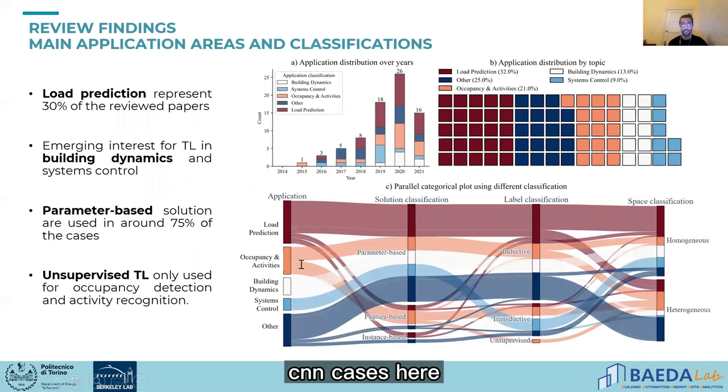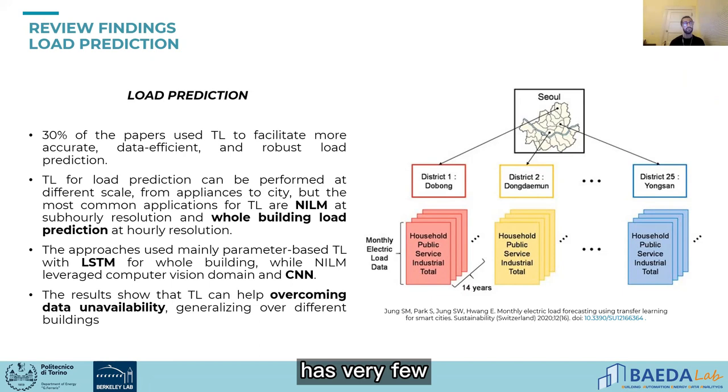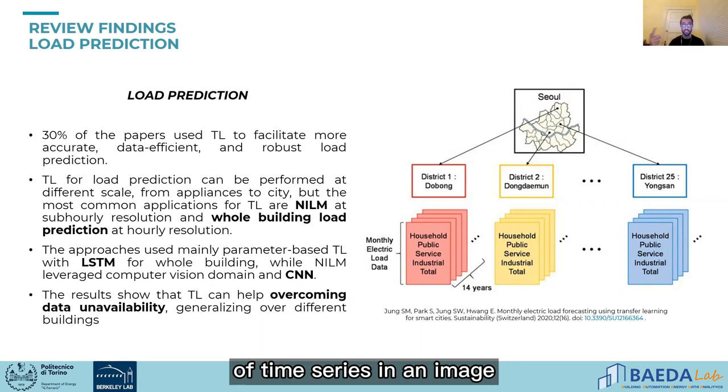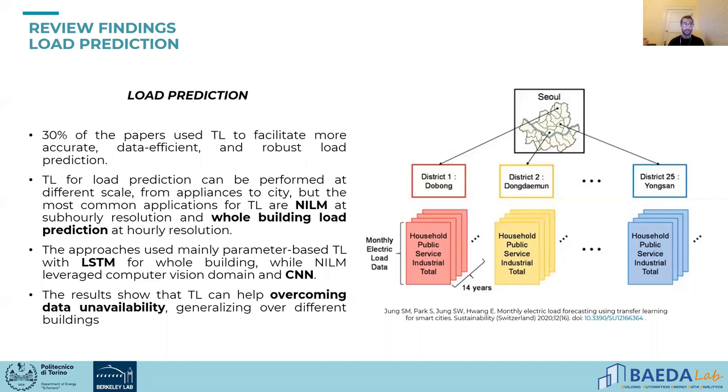I have spoken about non-intrusive load monitoring. Basically, non-intrusive load monitoring is just a time series that has very few occurrences with high spikes. In order to overcome the unavailability of a regression pre-trained neural network, they converted this kind of time series into an image and used already pre-trained neural networks based on image classification. So the trick is just to convert your time series into an image, and then if you think it's necessary, you can also use the pre-trained models for image classification.